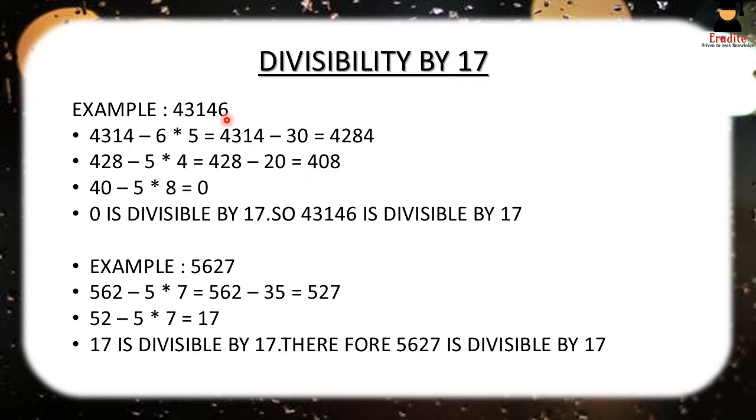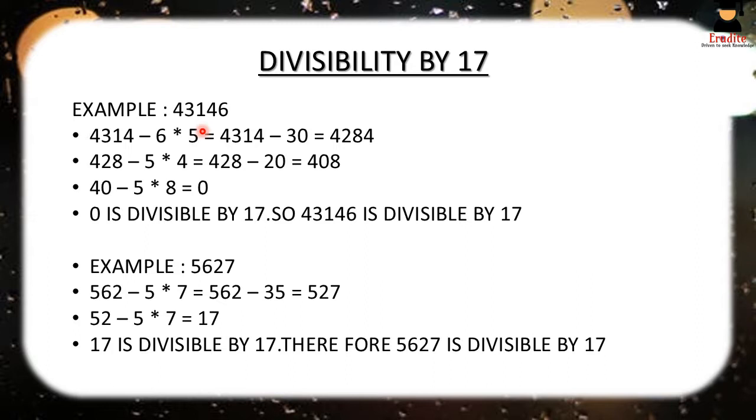So 6 into 5 is 30. I'll subtract 30 from the remaining number, which is 4314. 4314 minus 30 gives me 4284. Now consider 4284. Take the last digit, multiply it by 5 and subtract it from the rest of the number. So I have 428 minus 4 into 5, which gives me 408. Take 408. Extract the last digit, multiply it by 5 and subtract it from the rest of the number. My last digit is 8. So 40 minus 8 into 5 gives me 0. 0 is divisible by 17. So I can say that my 5-digit number is divisible by 17.